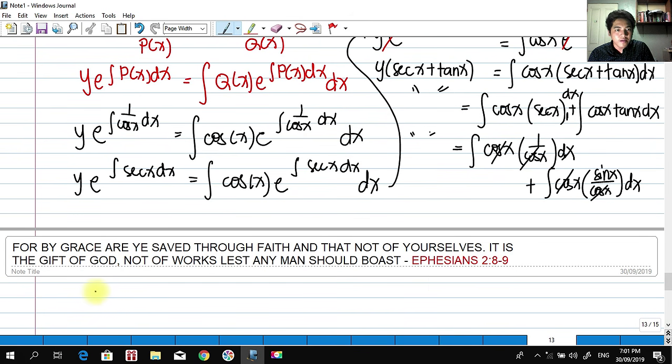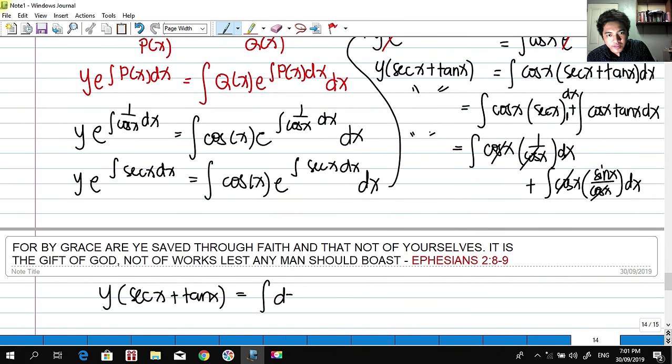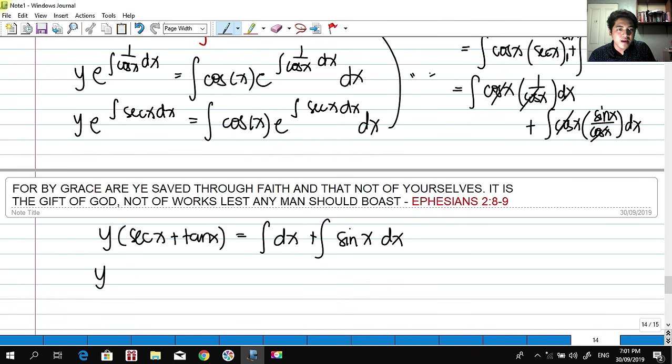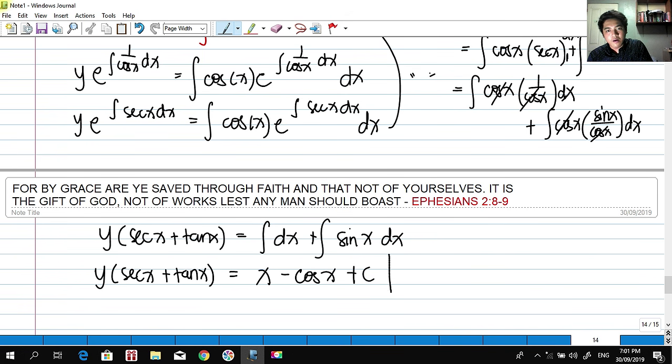And we are left with y equal to simply the integral of dx plus the integral of sine x dx. We know how to integrate this. y times (secant of x plus tangent of x) is equal now to: integral of dx is x, integral of sine of x is negative cosine of x, plus c. And this should be our final answer for this problem.